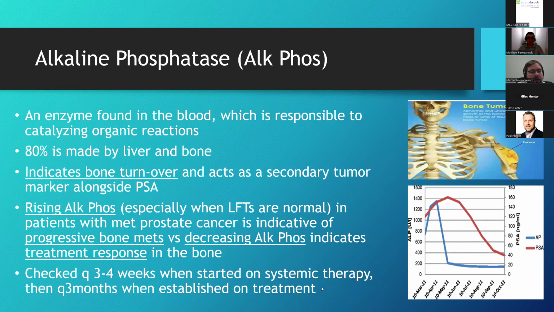It's checked every 3 to 4 weeks when starting systemic therapy, and then the same as PSA, about every 3 months thereafter. And the curves I put on the right just demonstrate how typically we would see alkaline phosphatase and PSA follow a downward trend together, which is key with reviewing the labs.